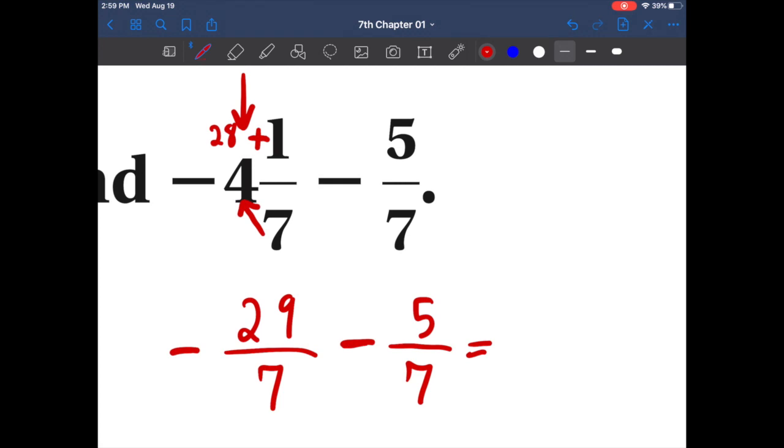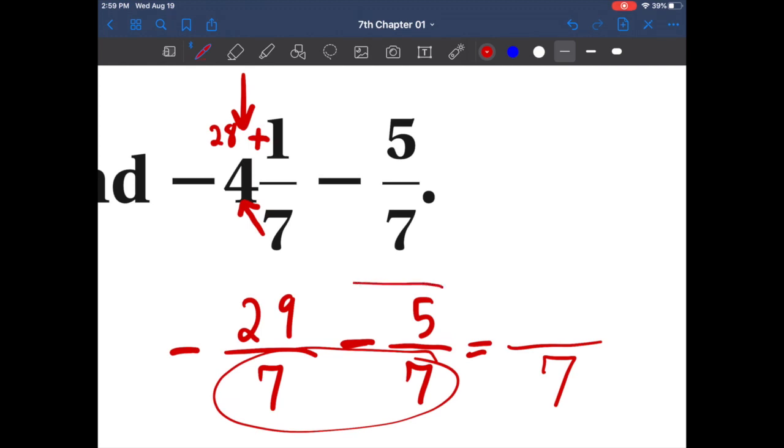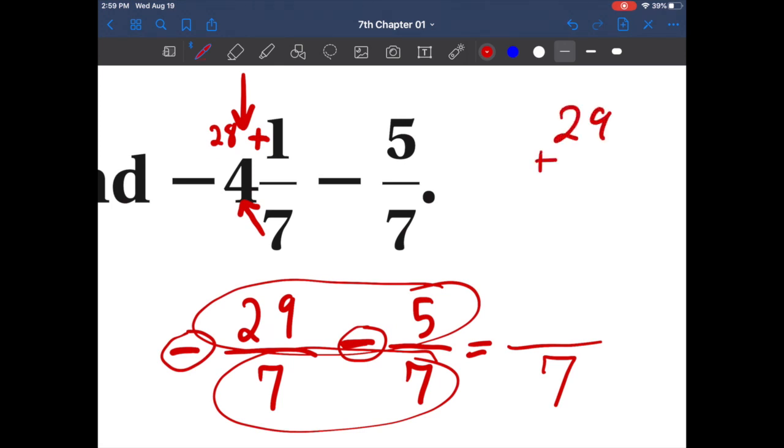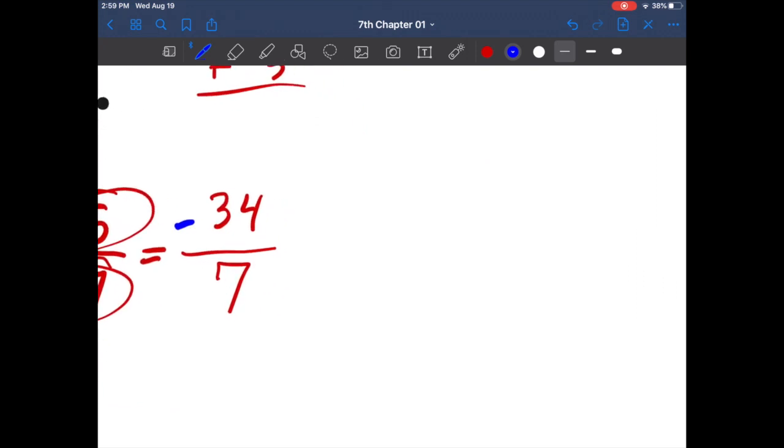Now, how do we add and subtract fractions? Remember, the denominator stays the same, so that's 7, and now we just need to add or subtract the numerators. Are they the same sign? Yes, they are. So what happens if they are the same sign? We need to add. So we have 29 plus 5, that's going to get us 34. Now remember that both of these are negative. I'm going to do it in blue so you can see. Both of those are negative, which means that is a negative 34 over 7.